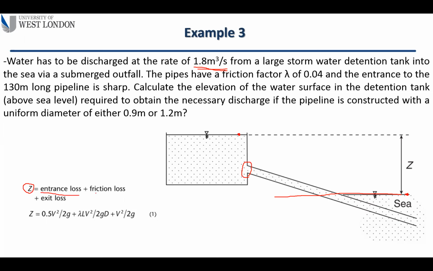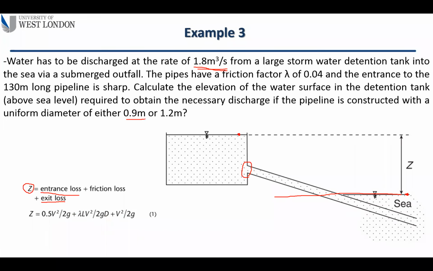One term is the entrance loss, second the friction loss, and also the exit loss. We learned from the previous examples that the entrance loss is a half times V squared over 2g, where V is the velocity in the pipe. Friction loss is lambda L V squared over 2gD. And the exit loss is one times V squared over 2g. With that simplification, we can easily substitute the values because we have all the terms here.